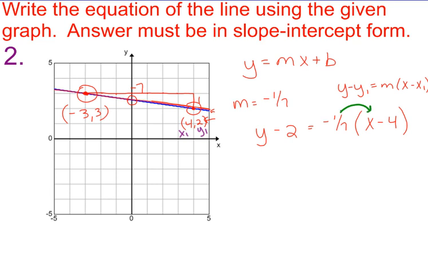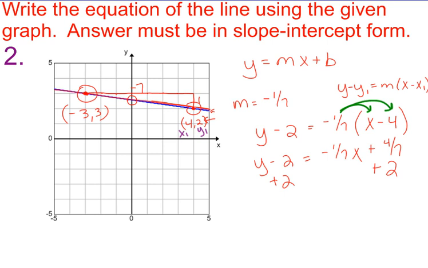So I need to distribute this negative 1/7. I have y minus 2 equals negative 1/7 x. And then a negative 1/7 times a negative 4 would be positive 4/7. You can do that in your head, on your calculator, by hand, however it works for you. And then I'm going to add 2 to both sides.